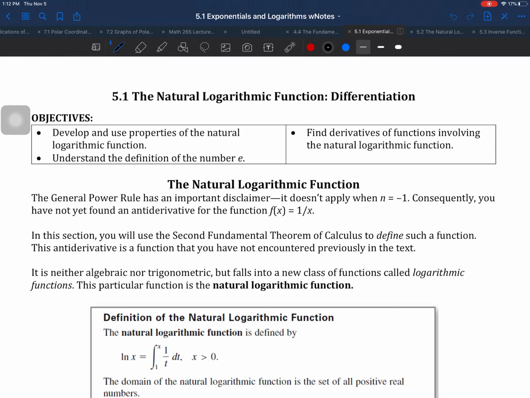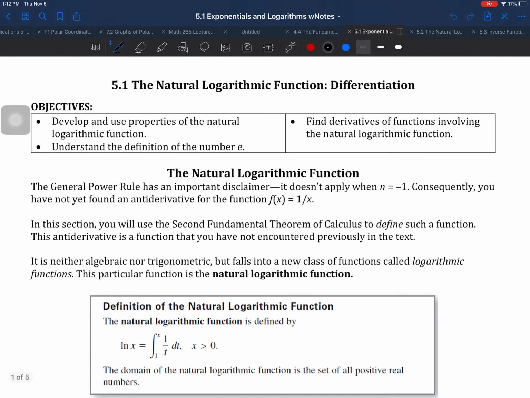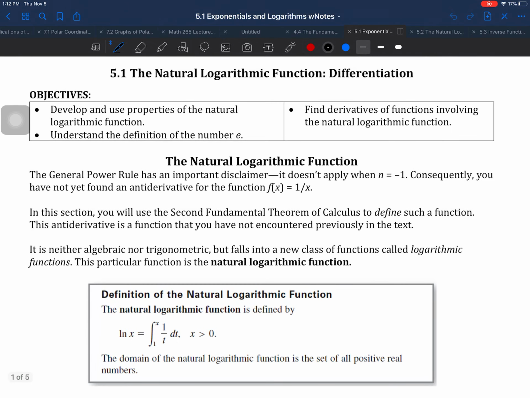Let's begin. Let's talk about the natural logarithm function, also known as the logarithm for base e. The general power rule for an antiderivative has an important disclaimer. It does not apply when the power is equal to -1. Consequently, you have not yet found an antiderivative for the function f of x equals 1 over x.